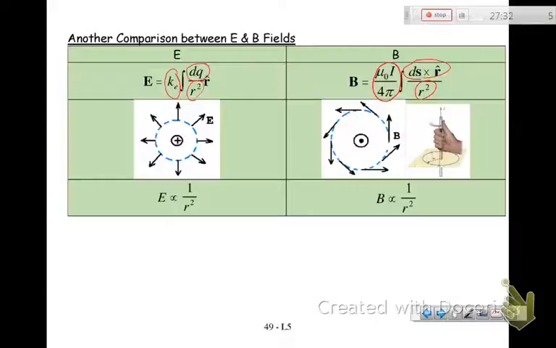Visualizing, if I pick a certain distance from my charge, it forms a spherical shell, and my electric field vectors are perpendicular to that shell. They follow radial paths. They diverge from a positive charge, yeah?